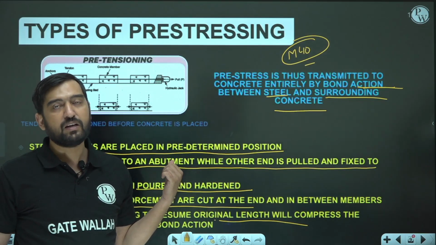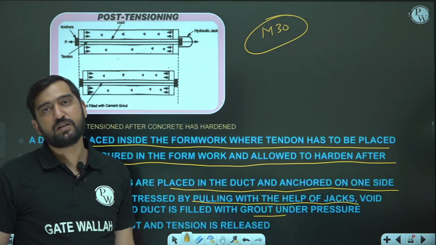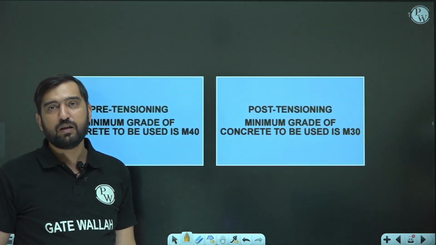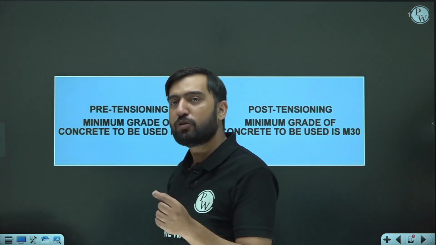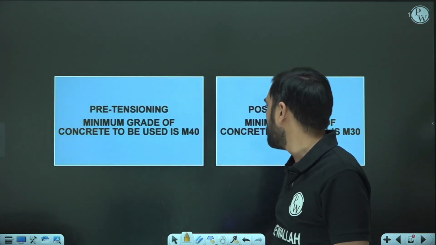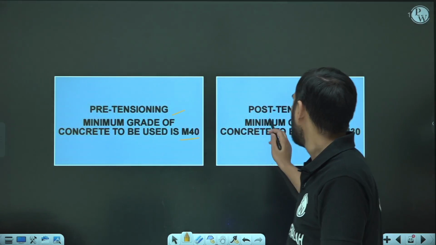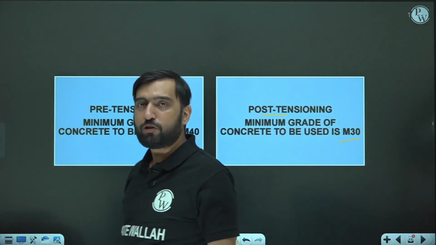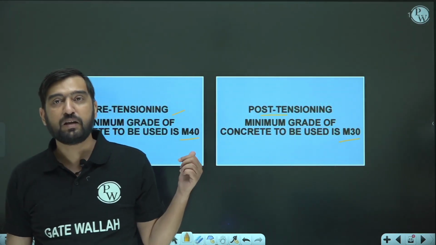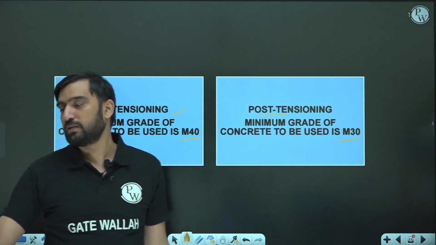And these are two types of pre-stressing, pre-tension as well as post-tension. The key point is the mechanism of pre-tension and post-tension, and the minimum grade used here is M40 in pre-tensioning, and in post-tensioning it is M30. Don't forget this. Two to three times it has been asked in exams, GATE.